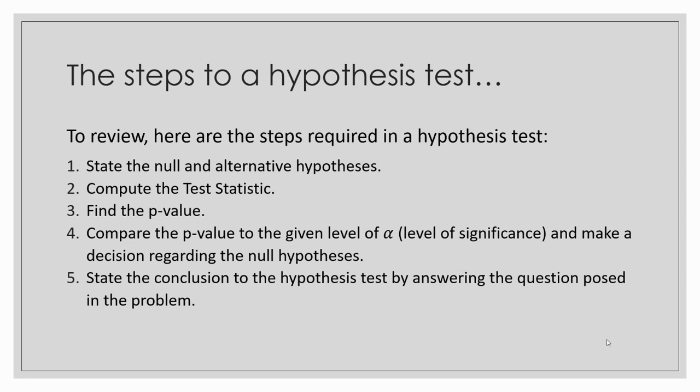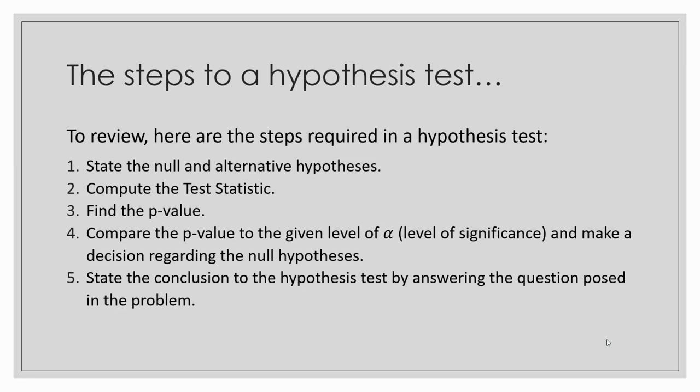So, the first step to any hypothesis test is to state the null and alternative hypotheses. And so remember, you have to make a decision of whether or not you're dealing with means or proportions and use the correct variables. Step number 2 is to compute the test statistic. Remember, that is the fancy name for z-score. So you're going to be using some chapter 7 techniques.